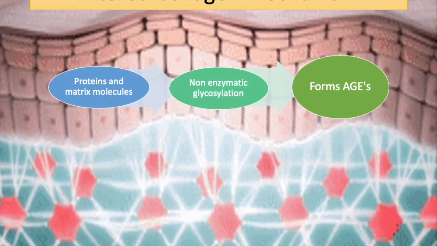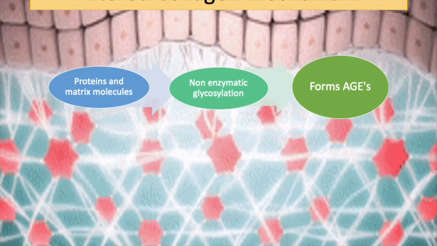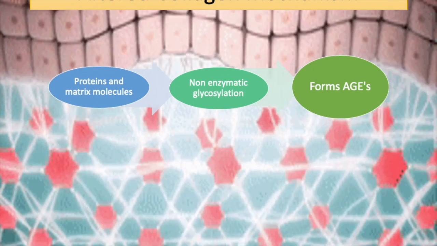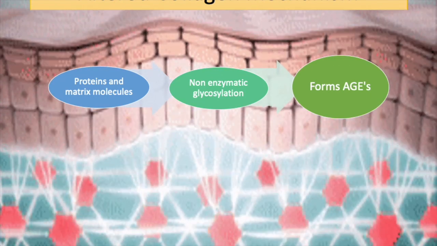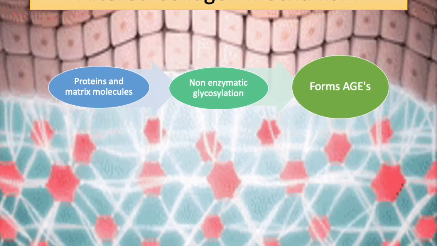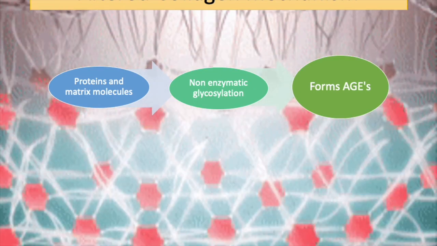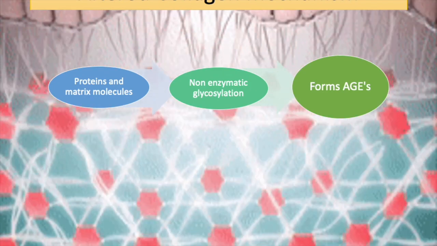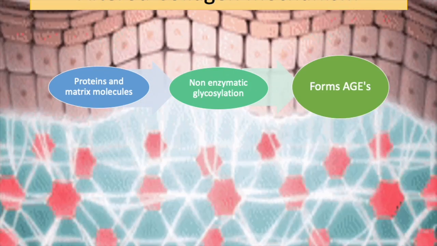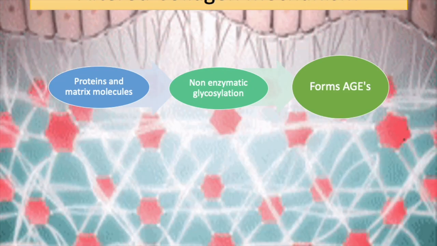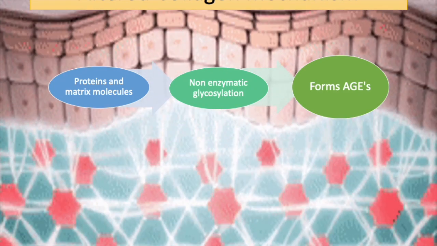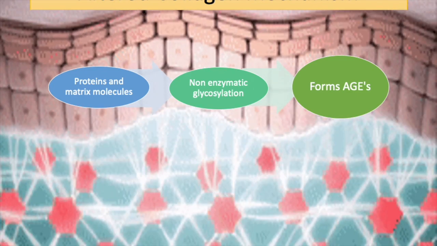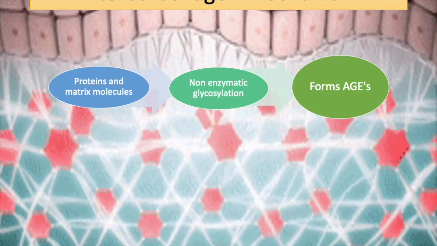The third link is altered collagen metabolism. Chronic hyperglycemia affects the synthesis, maturation and maintenance of collagen and extracellular matrix. The proteins and matrix molecules undergo non-enzymatic glycosylation, resulting in the formation of accumulated advanced glycation end products, AGEs. This formation of AGEs occurs at normal glucose levels also, but is excessive in hyperglycemia.